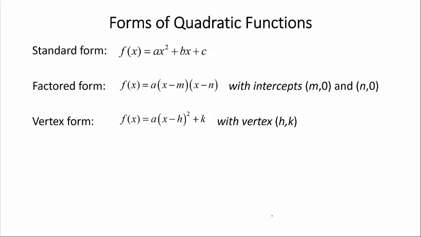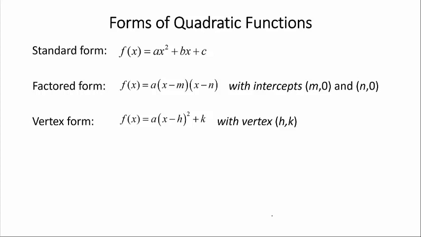Factored form, in the form a times x minus m times x minus n, with intercepts (m, 0) and (n, 0), is going to give us easy access to the x-intercepts, right? And then vertex form, a times x minus h quantity squared plus k, with vertex (h, k), right? Now if we had x plus h inside there, then our h value would be negative, right? More on that in a little bit.